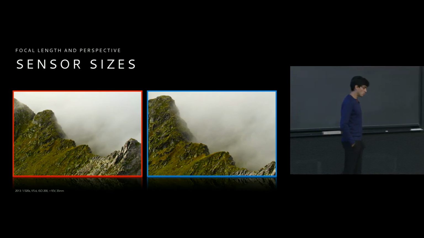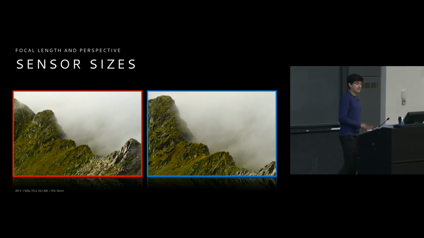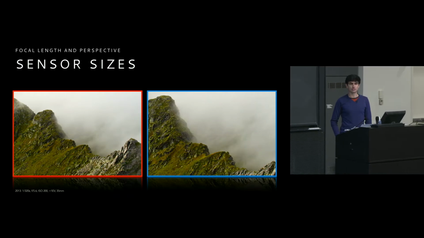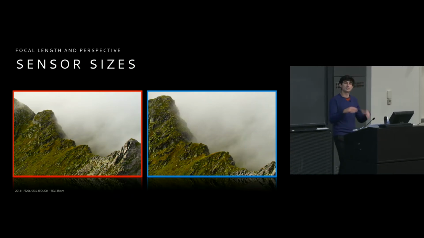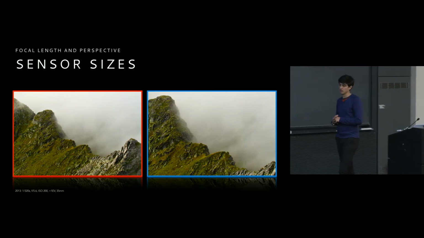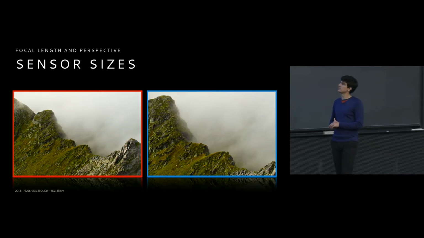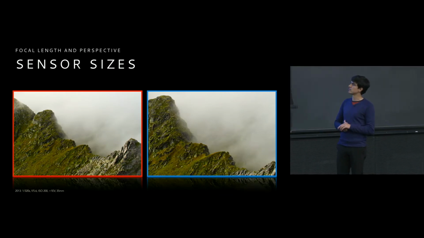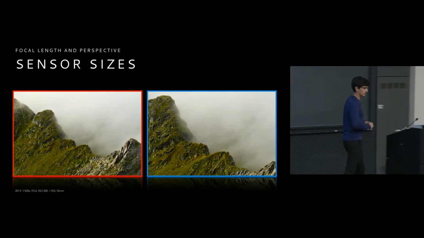The way that this manifests itself is that the crop sensors are just that. They are cropped versions, which means that we have to decrease the focal length of the lens if we want to capture the same field of view for that particular camera.